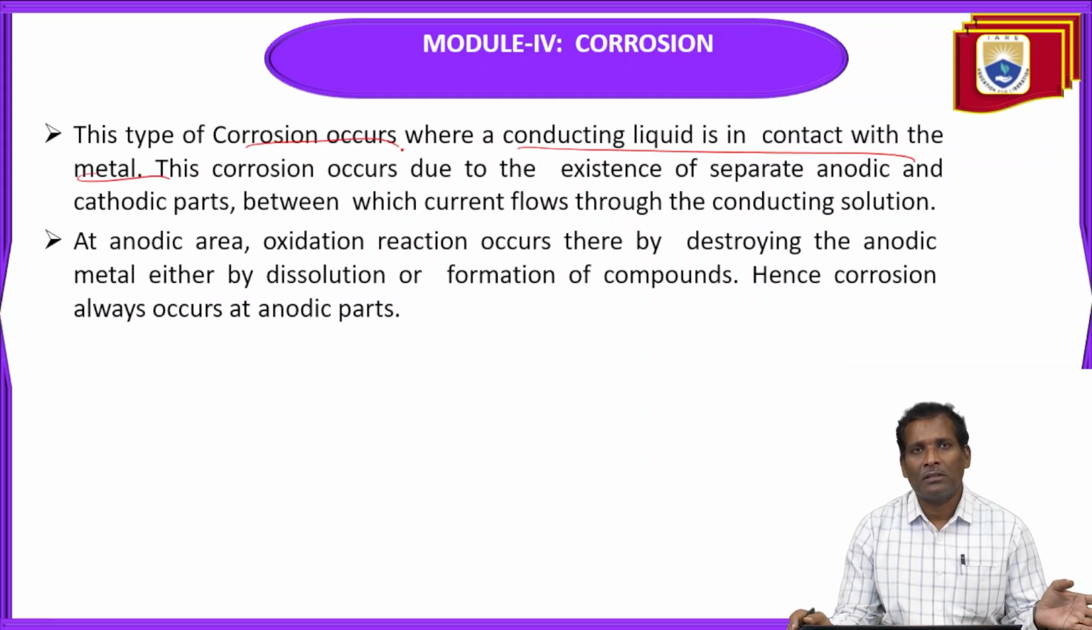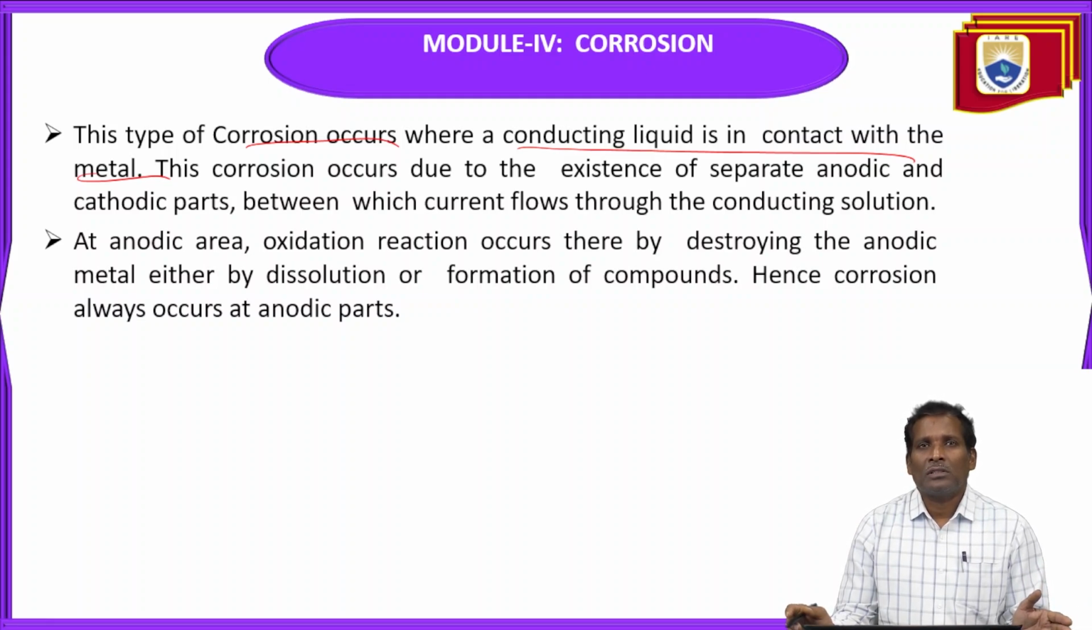In the previous session, we discussed chemical corrosion. What is the difference between the two? In this corrosion occurs in the presence of a liquid. Without a liquid, in the presence of environmental gases, that corrosion is called chemical corrosion. This type of corrosion occurs whenever the conducting liquid is in contact with the metal, the metal surface directly contacts the liquid, that is the electrolyte. You can say water is a liquid electrolyte.